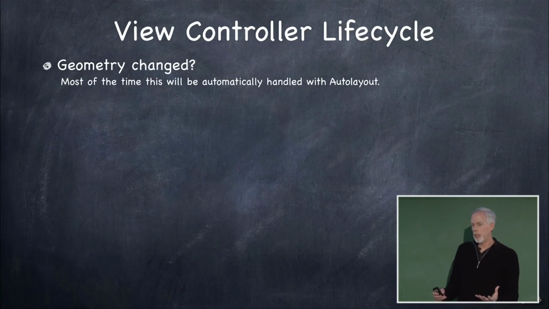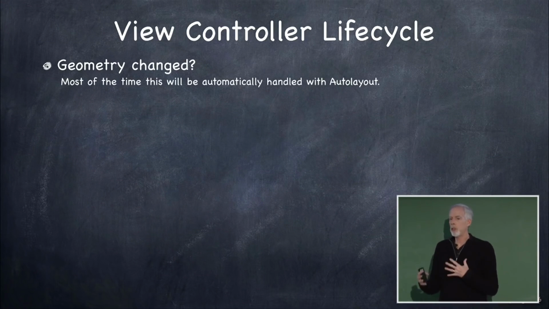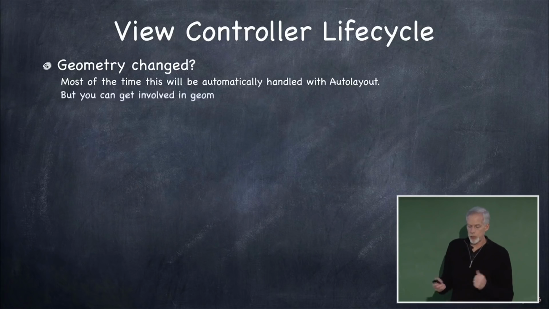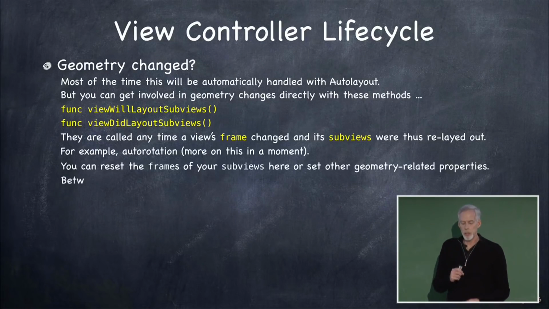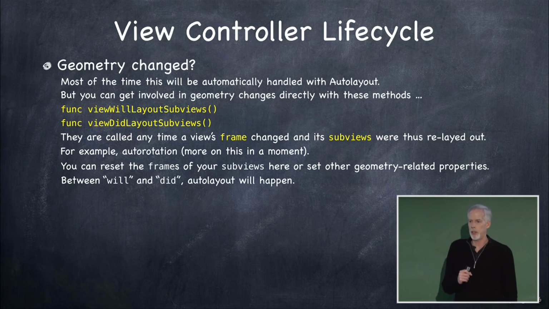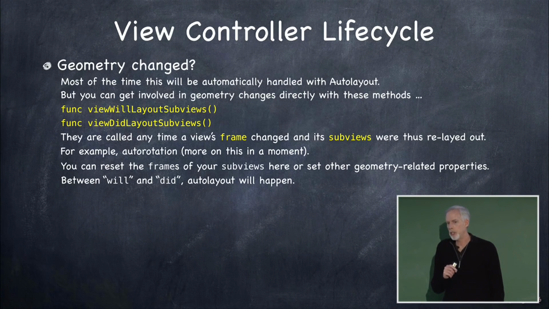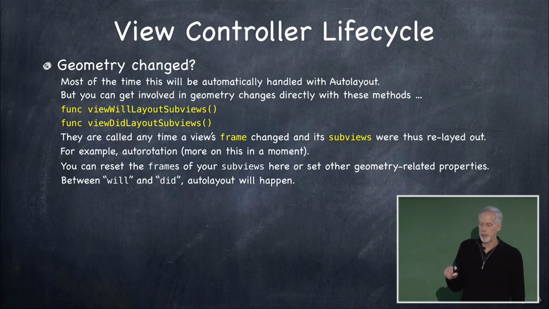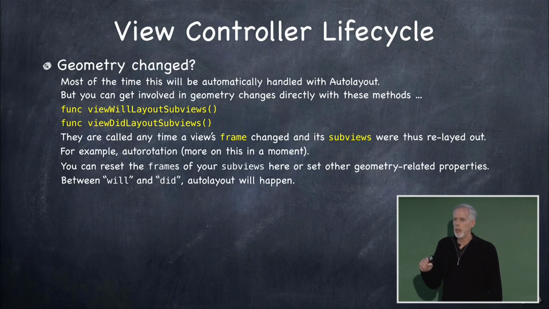So if you want to do something based on geometry, where do you do that? Well, there are lifecycle methods specifically for that. viewWillLayoutSubviews and viewDidLayoutSubviews. So every time your bounds change, and sometimes when they don't change, be careful, you'll get these two messages, viewWillLayoutSubviews and viewDidLayoutSubviews.